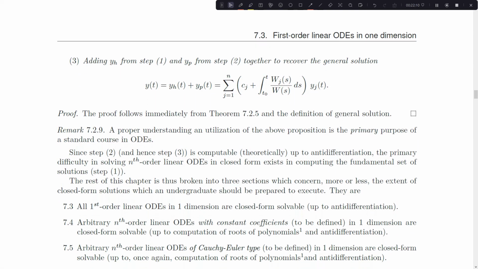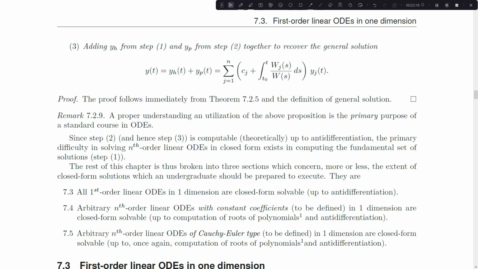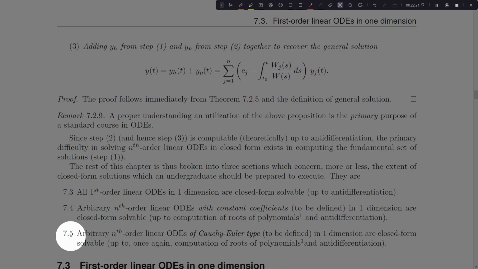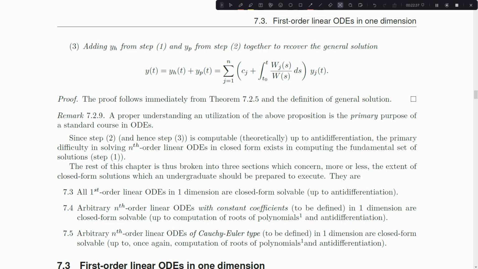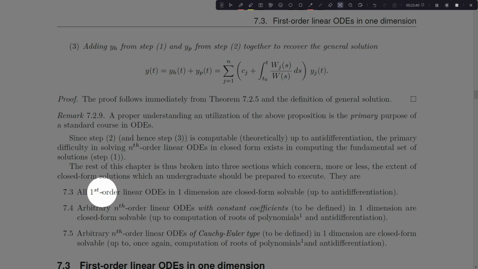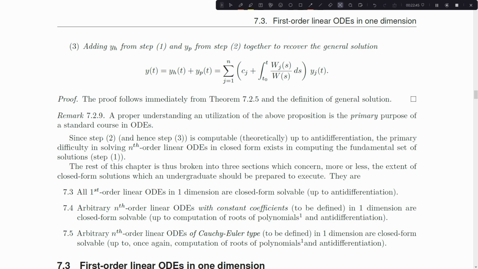So basically then, step one was find an FSS. We haven't even talked about finding an FSS. That's what the rest of this chapter is all about, sections 7.3, 4, and 5. In particular, 4 and 5, how can I find an FSS for some very special ODEs? So in particular, we're going to look at the ones with constant coefficients, and then there's a fancy name called Cauchy-Euler type that we can also find an FSS for. Turns out 7.3 covers all first order linear in one dimension. So first order, one dimension, the easiest thing to solve. So that's where we're going to get next, but then we'll eventually talk about FSSs.